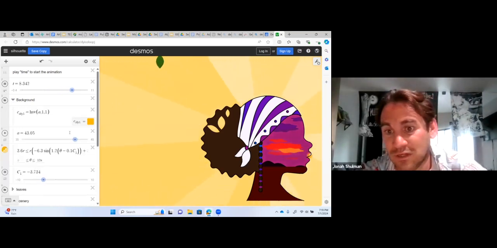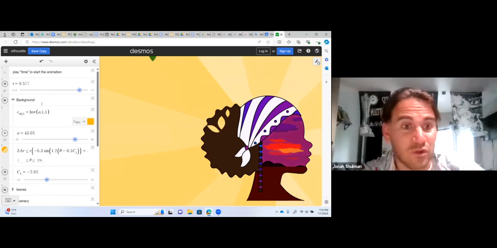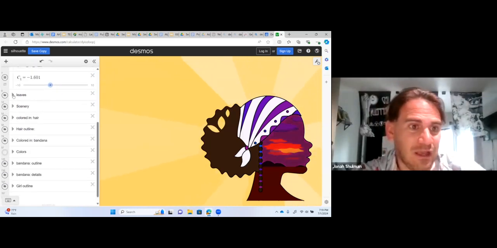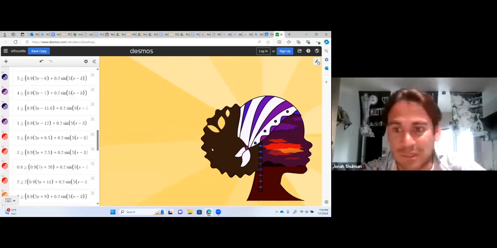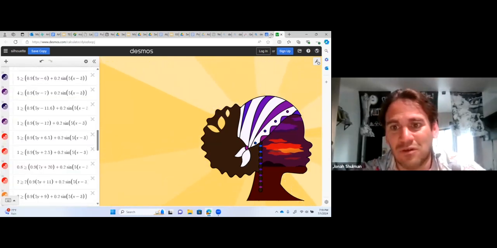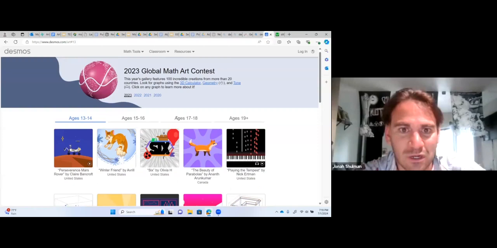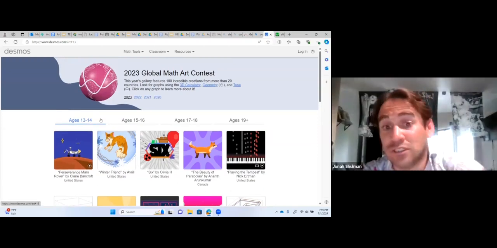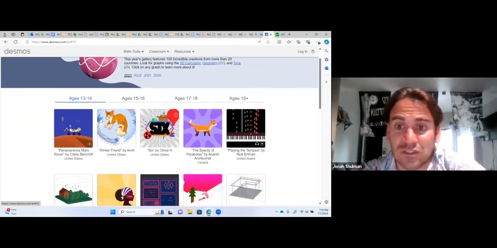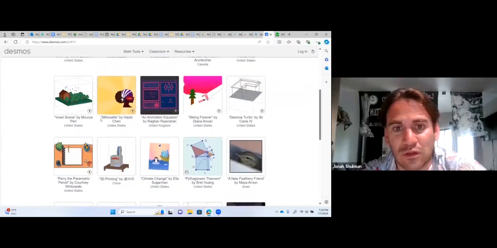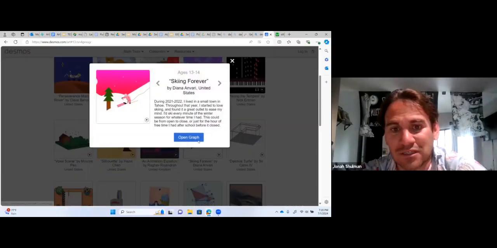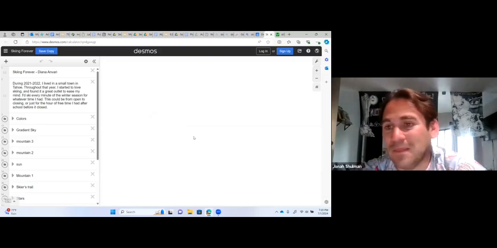So this is one of the finalists. It looks really cool. These are all the equations that made it. We got leaves, we got sorcery, got the bandana. They're really good. This was the 13 to 14-year-olds. It goes from ages 13 all the way up to adults, but they're really interesting. And they do it every year.